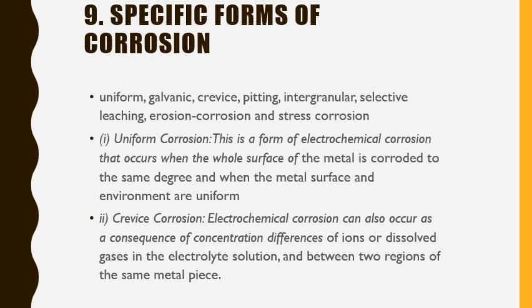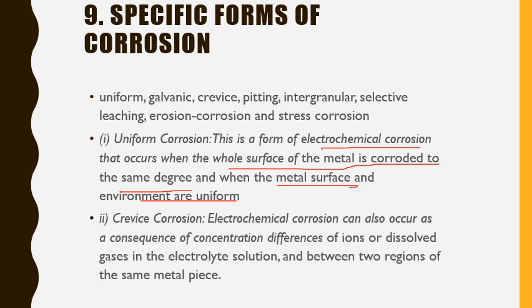Electrochemical corrosion, we have previously studied electrochemical corrosion, in which one part of the metal acts as the electrode, anode, and another part of the metal acts as the cathode, and electric current is produced due to oxidation and reduction reactions. And when the whole surface of the metal is corroded to the same degree, because the surface is uniform, in that case all surfaces corrode uniformly. When the metal surface is uniform and the environment is also uniform on all the metal surface, the composition of the environment is the same.